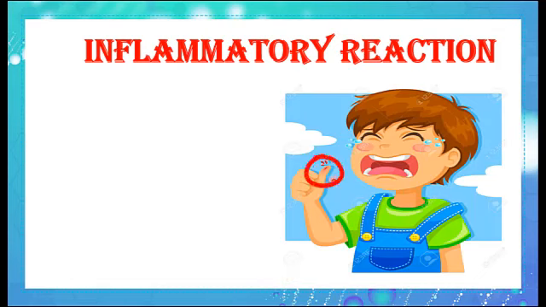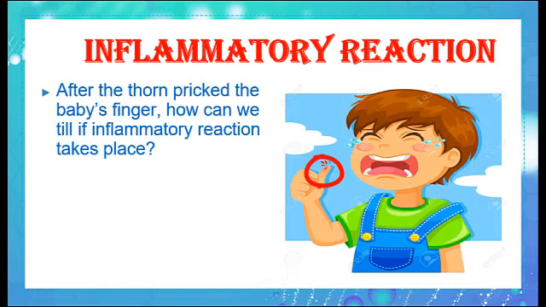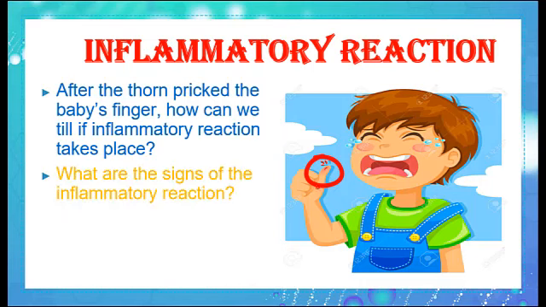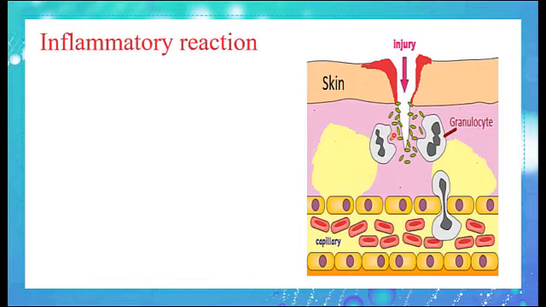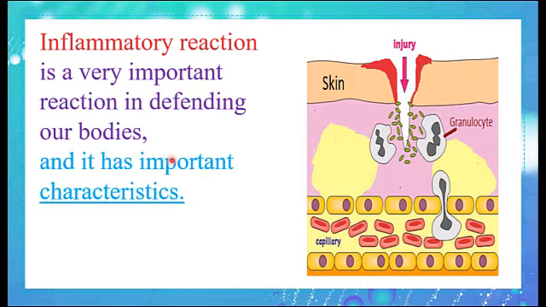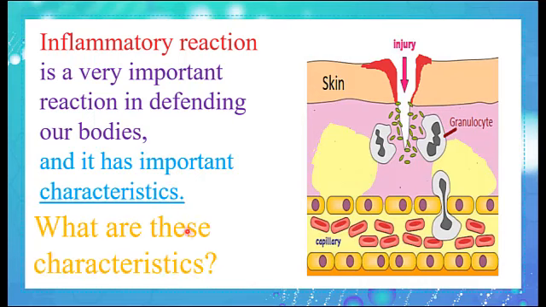After the thorn pricked the baby's finger, how can we tell if inflammatory reaction takes place? What are the signs of the inflammatory reaction? When does it happen? And what are its characteristics? Let's find out. This figure shows an inflammatory reaction after an injury, which is a very important reaction in defending our bodies. And it has important characteristics.